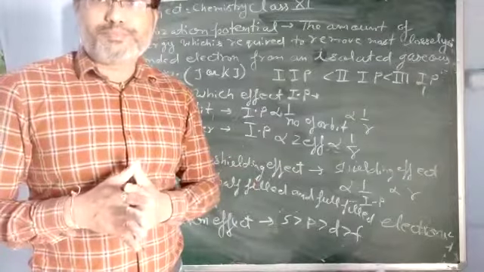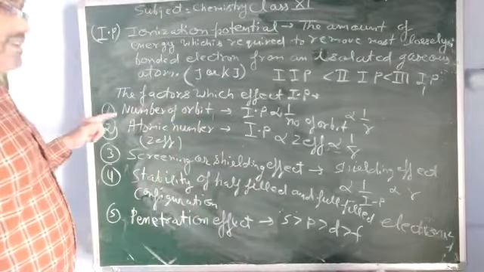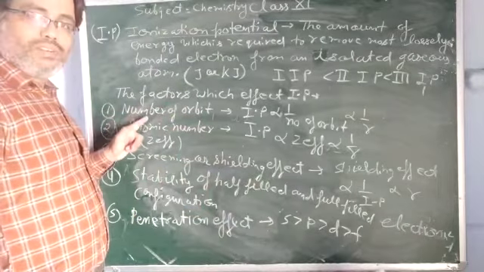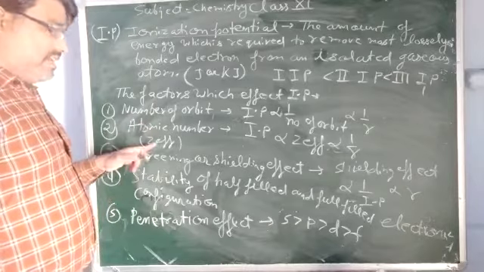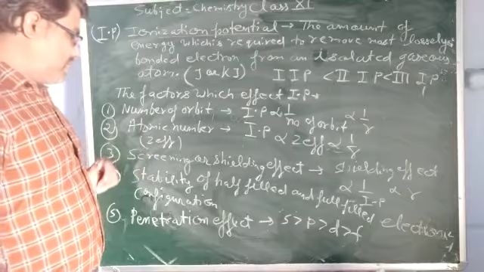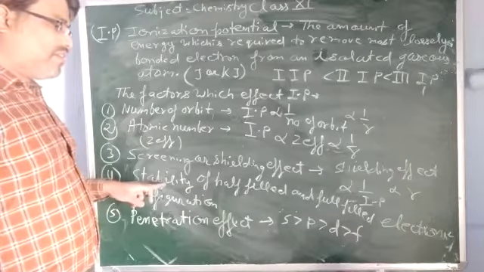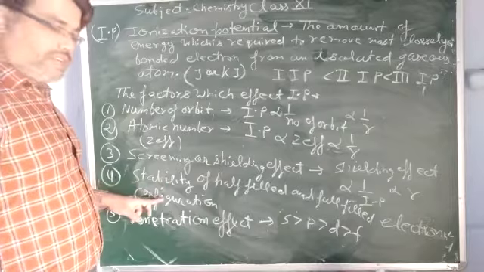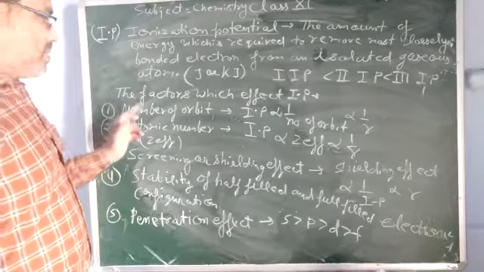Now the factors which affect the IP: the first is the number of orbits or number of shells, and the second is atomic number, or you can say Z effective, that is effective nuclear charge. Next is the screening effect or shielding effect, next is stability of half-filled and full-filled electronic configurations, and last is the penetration effect.